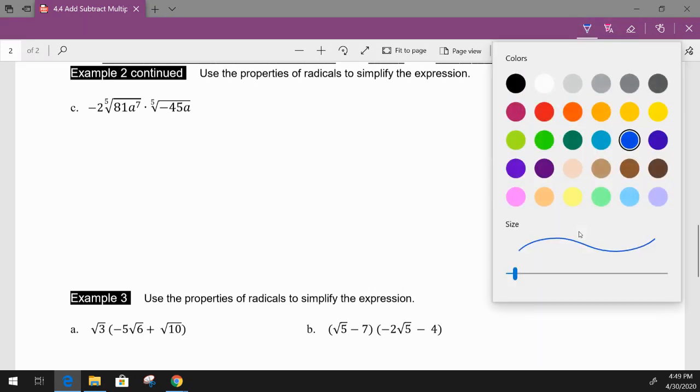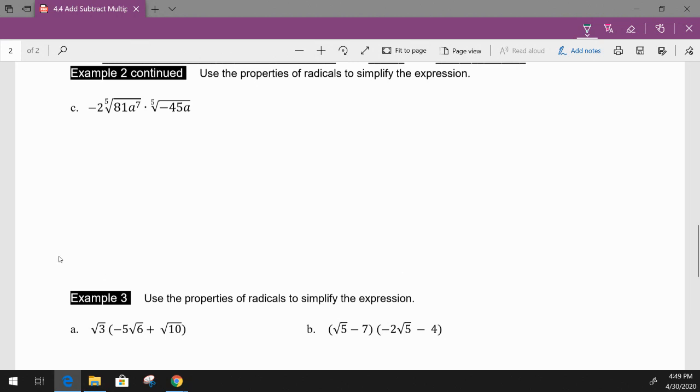Okay, next example has numbers and variables now, so it's just a little bit more complicated. You've got this -2 out front, but there's no coefficient here, so I'm going to just keep that -2 out front. And it's a fifth root. The 81 and 45, I could multiply those together and get a very large and negative number.